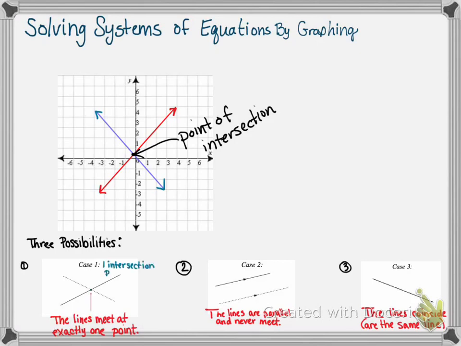So in the first case, we have one intersection point. In the second case, we have no intersection points. And in the third case, we have an infinite number of intersection points.